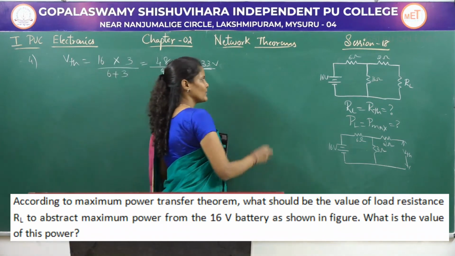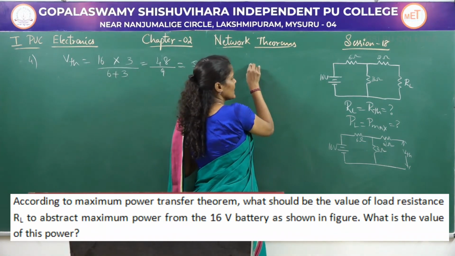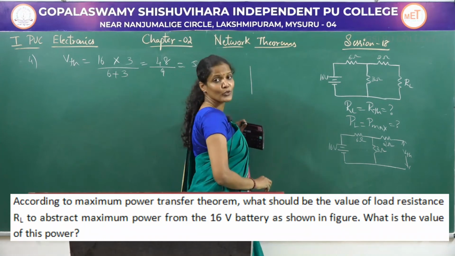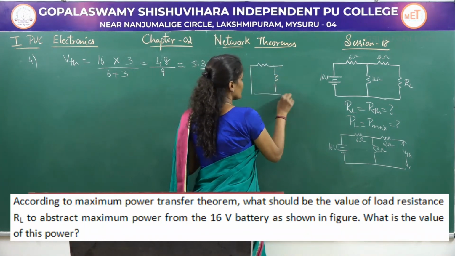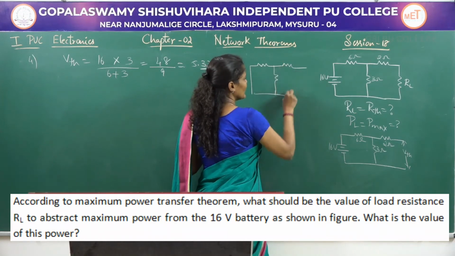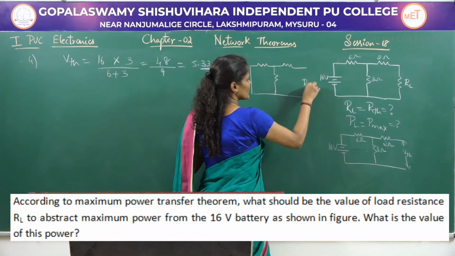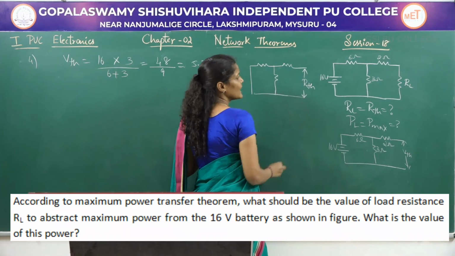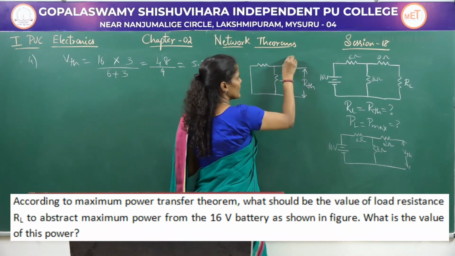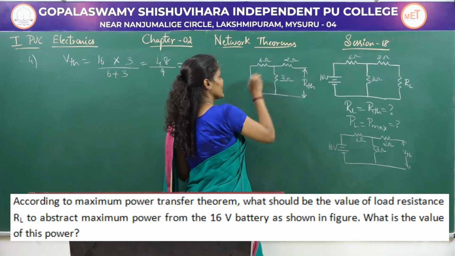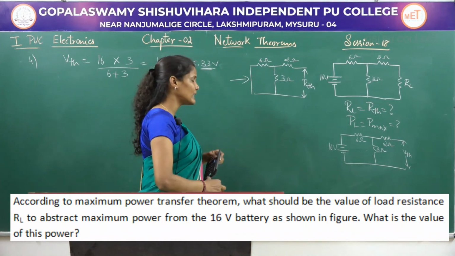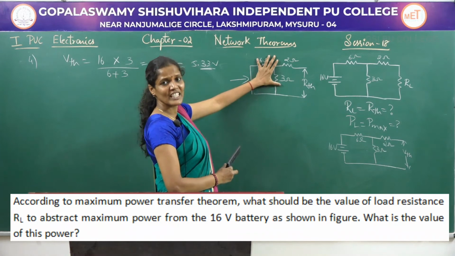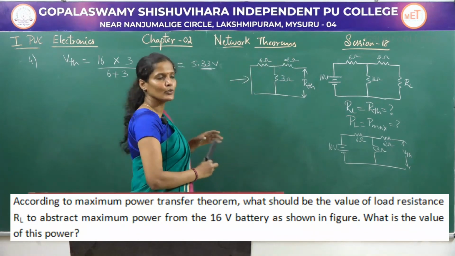For the same diagram you have to find out R Thevenin. For that you have to replace the voltage source by its internal resistance. So the new diagram in order to find out R Thevenin will be like this, and the resistance which is measured across these two ends is called as R Thevenin. This is 3 ohms, 2 ohms and 6 ohms. When you look from this end, 6 ohms and 3 ohms are connected in parallel, and that parallel combination is connected in series with 2 ohms.